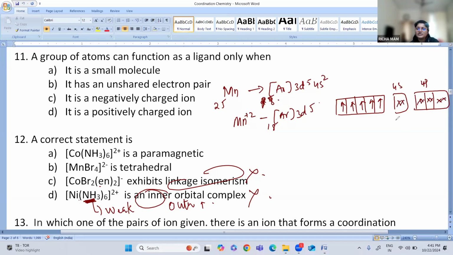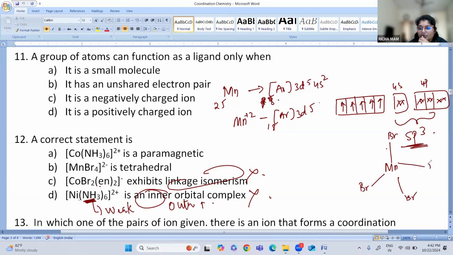So what type of hybridization is it? It is sp3 hybridization. Whenever you have sp3 hybridization, it will form a tetrahedral geometry. So this is a correct answer. This is having a tetrahedral geometry. So this is correct. Then cobalt, let us see the first option again.